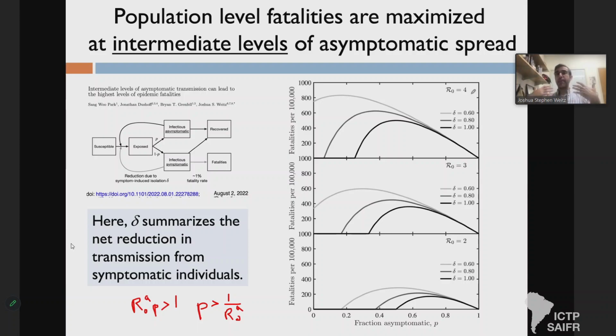But when people take protective measures, you get this intermediate level effect, which I think is a very plausible kind of modeling scenario to consider. Other questions?